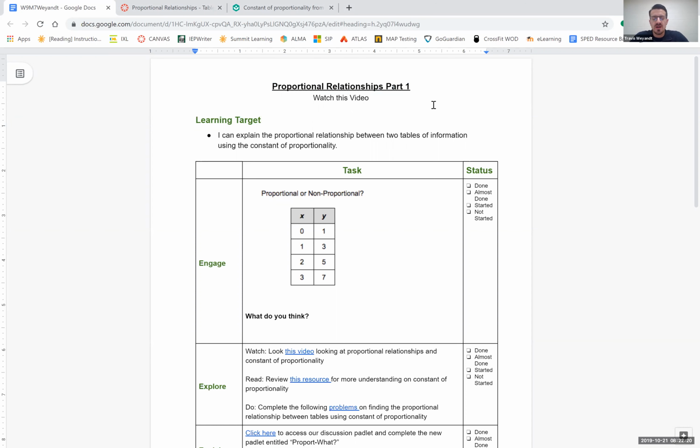So there will be a part 2 next week, but we're going to just introduce the idea of these proportional relationships since this is a new unit, and hopefully some of you have been starting to get in there and finish the previous unit as well. So our learning target today is I can explain the proportional relationship between the two tables of information using the constant of proportionality. And that constant of proportionality, you've already sort of been doing as we worked with proportions a little bit in the previous unit. We just give it a different name. So that name is that scale factor that we've been using. But in this case, with tables and with proportions, we call it constant of proportionality.